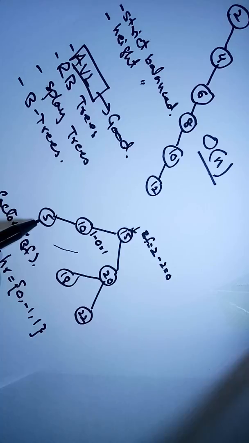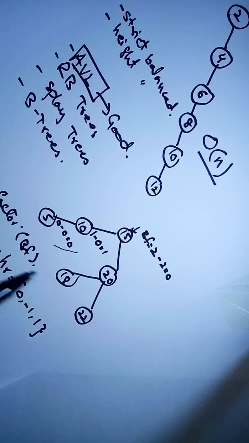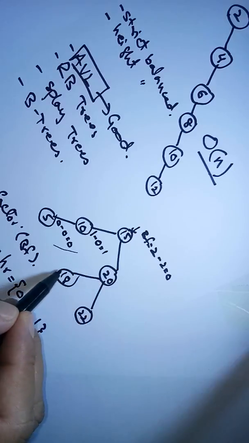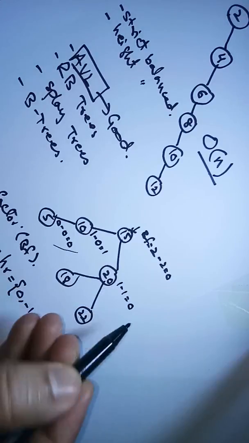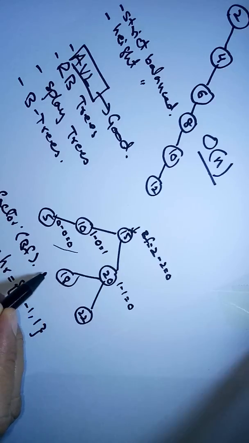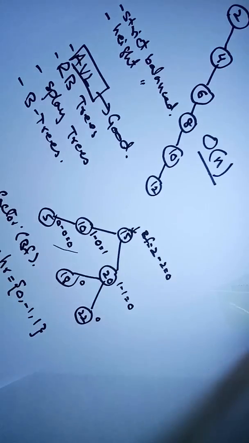So what is the balance factor of this node? The left subtree is 0, the right subtree is 0. So 0 minus 0, that is 0. That's within the allowed limit, fine. Similarly, what is the balance factor of this node? The height of the left subtree is 1, the height of the right subtree is 1. So 1 minus 1, that is 0. Perfect. What is the balance factor of this node? That is again 0 minus 0, that is 0. So that's how we compute the balance factor of every node.